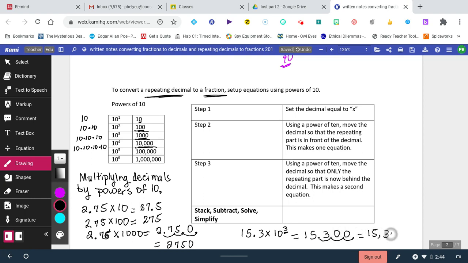So that's 15,300, okay? So you can count the number of zeros and push that decimal to the right that amount of spaces, or you can look at your exponent if it's written in power form and push it that number of spaces, whatever your exponent says.